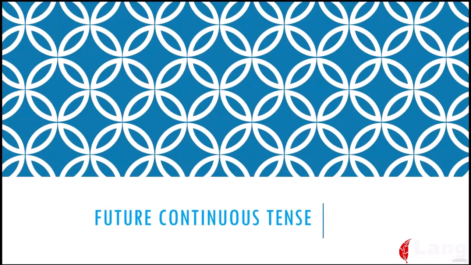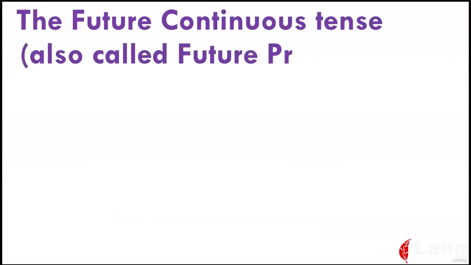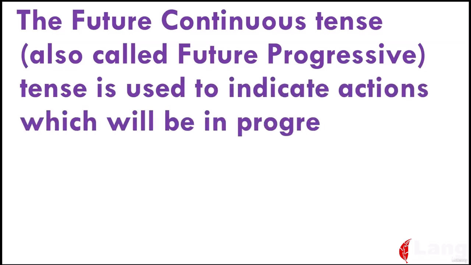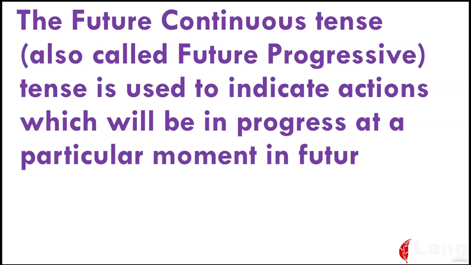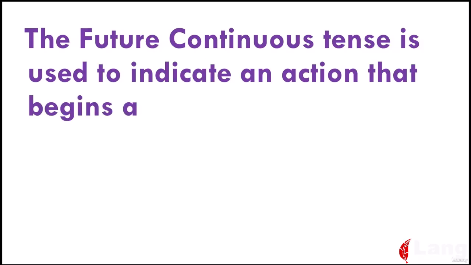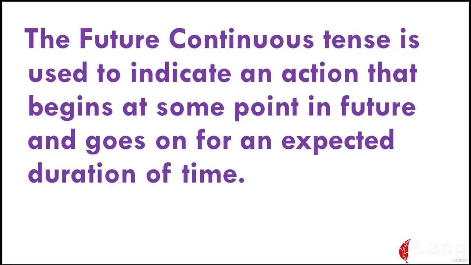In this lesson, we will discuss what is future continuous tense. The future continuous tense, also called future progressive tense, is used to indicate actions which will be in progress at a particular moment in future. The future continuous tense is used to indicate an action that begins at some point in future and goes on for an expected duration of time.